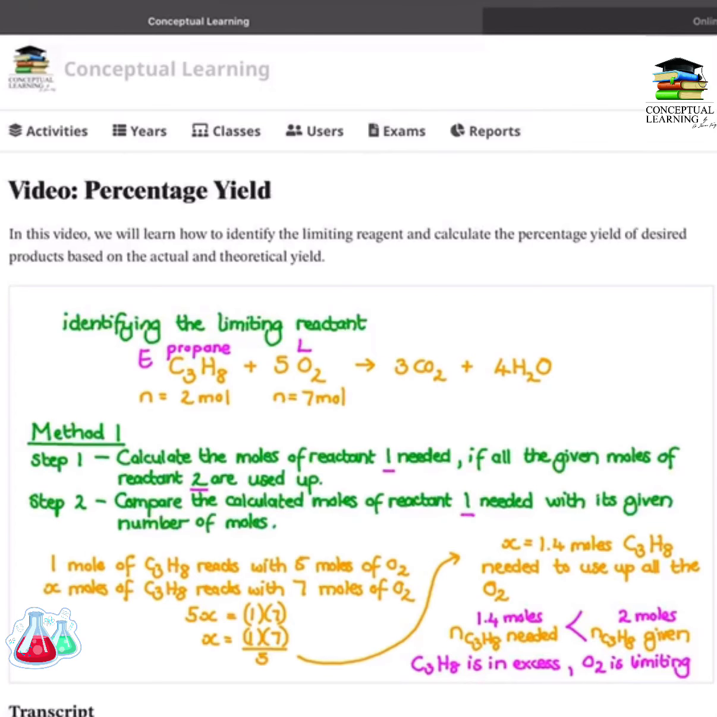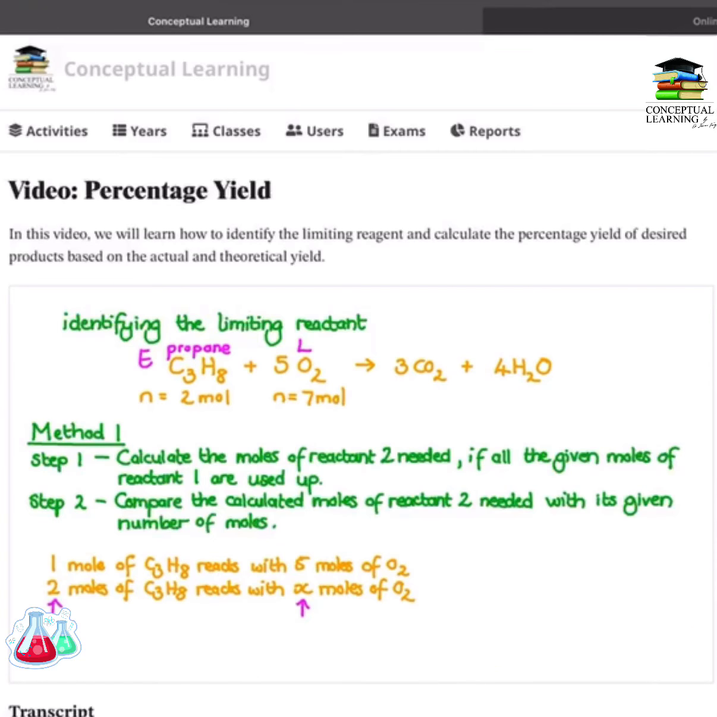There is an alternative way to do method 1, and that is for step 1 to rather calculate the moles of reactant 2 needed if all the given moles of reactant 1 are used up, and for step 2 to compare the calculated moles of reactant 2 needed with its given number of moles. So let's erase the numbers underlined in pink and swap them. Where there was a 1, there is now a 2, and where there was a 2, there is now a 1.